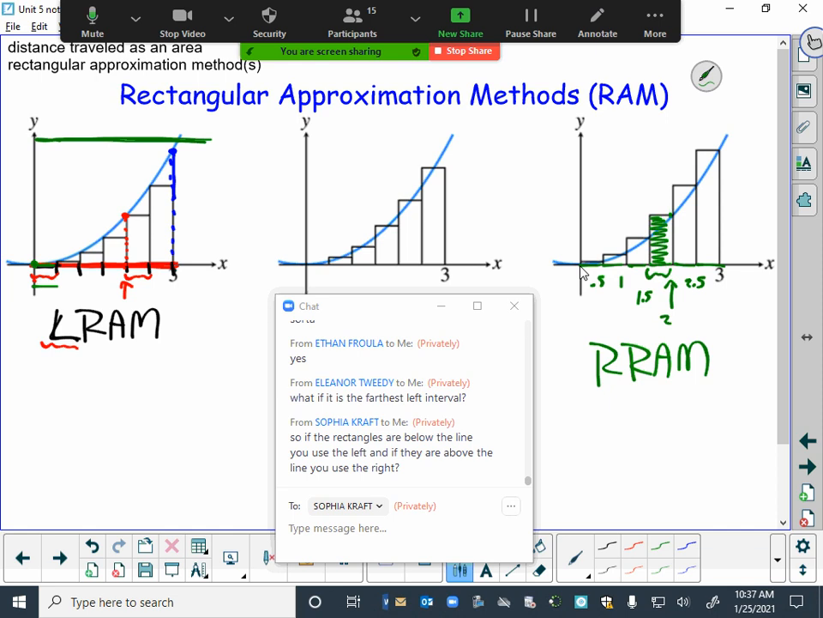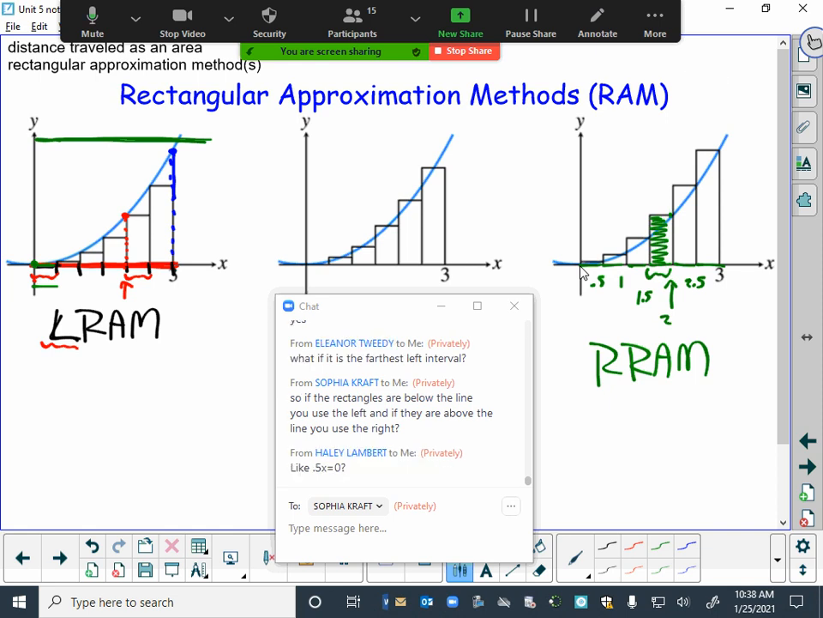All right, so the question is, if the rectangles are below the line, you use the left, and if they're above the line, you use the right. That has more to do with the shape of this particular function. It's not always exactly that way, okay? Because of the way this function is shaped, okay?